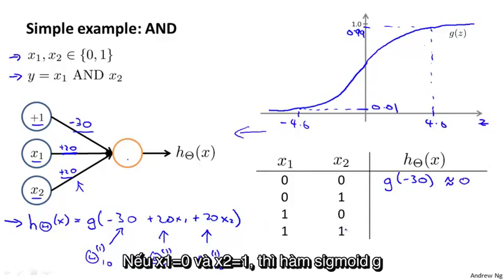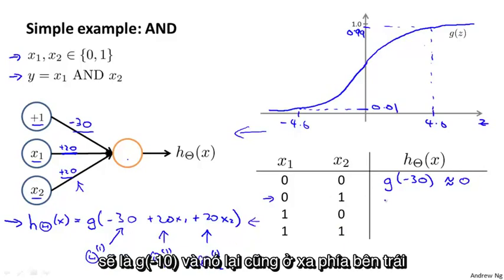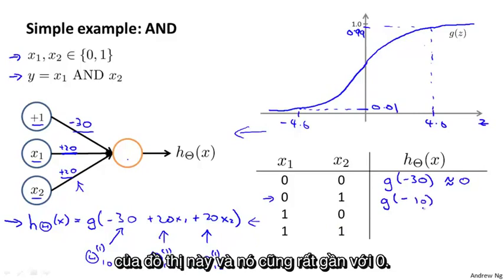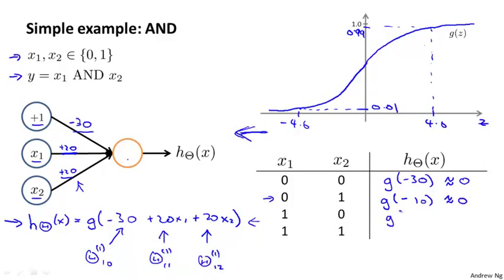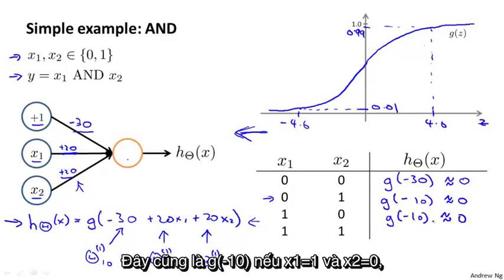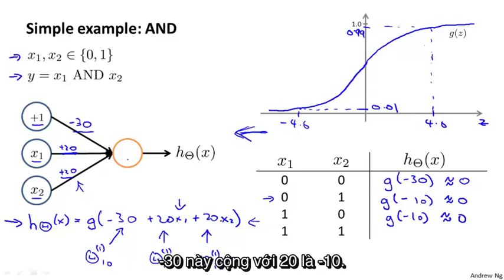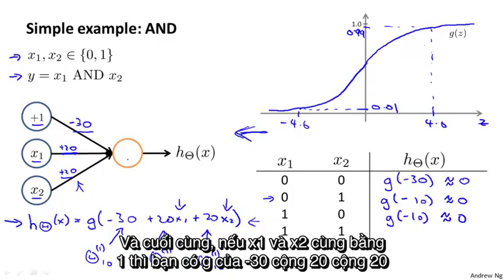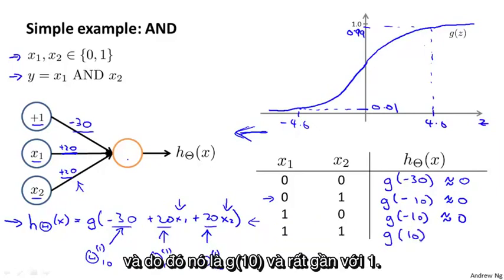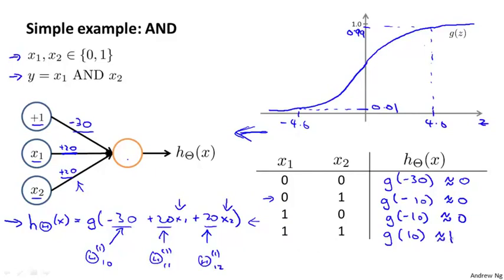and so it'll be very close to 0. If x1 equals 0 and x2 equals 1, then this formula evaluates to g, the sigmoid function applied to minus 10. And again, that's to the far left of this plot, and so that's again very close to 0. This is also g of minus 10: if x1 is equal to 1 and x2 is 0, this is minus 30 plus 20, which is minus 10. And finally, if x1 equals 1 and x2 equals 1, then you have g of minus 30 plus 20 plus 20. So that's g of positive 10, which is therefore very close to 1.